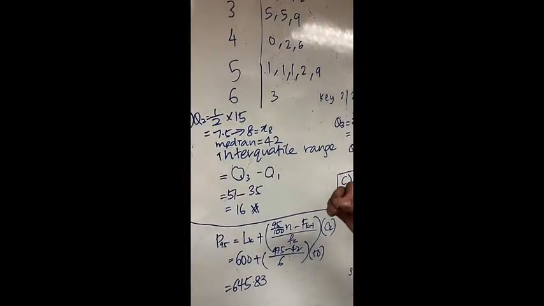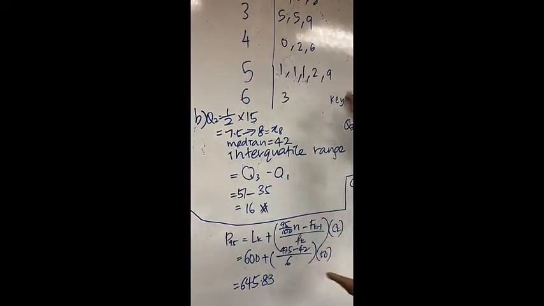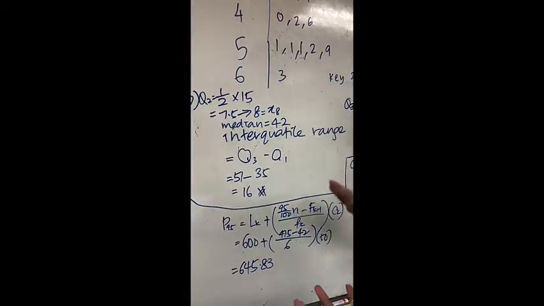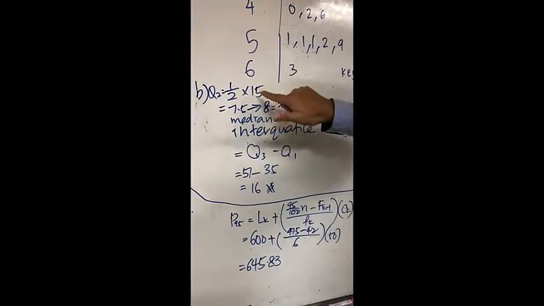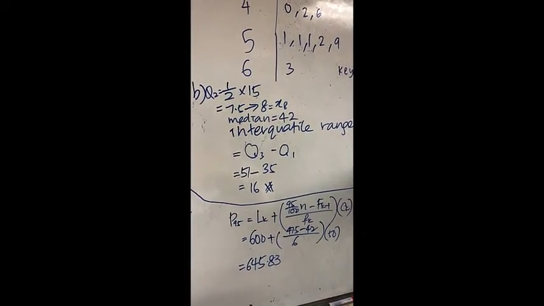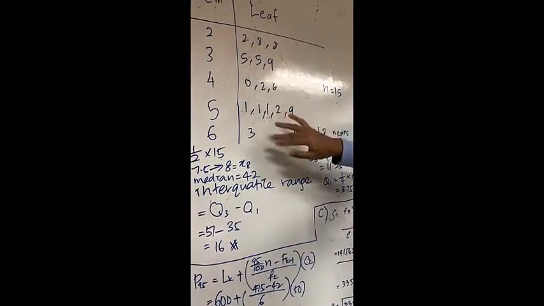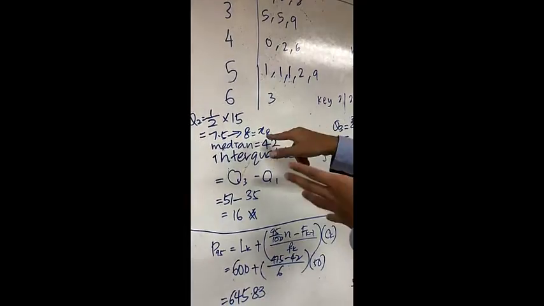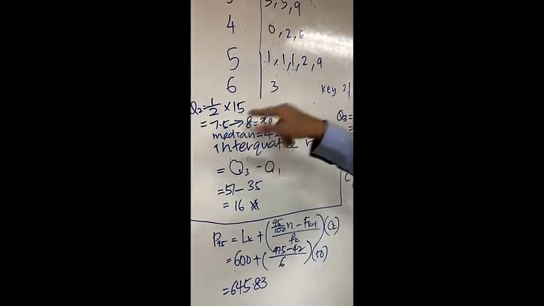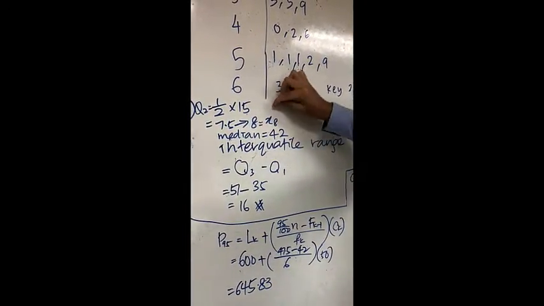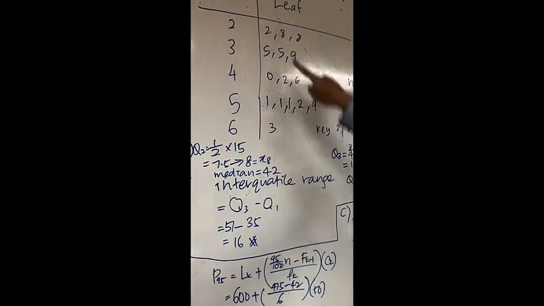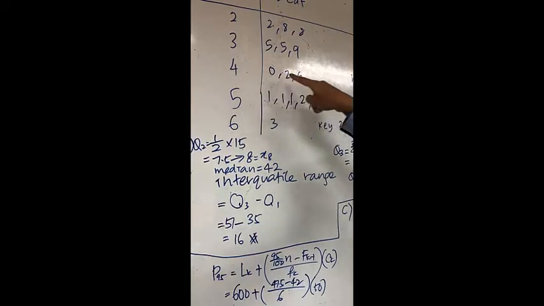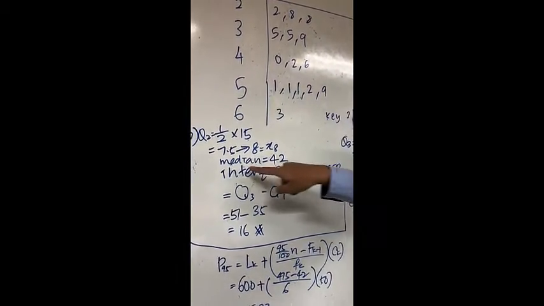Okay, seterusnya soalan B. Kita cari median of the number tadi tu. Median tu, kita tahu median tu ialah Q2. Q2 tu 1 over 2 times dengan jumlah data semua, itu 15 semua ni. Kira semua, kita akan dapat 7.5 is actually X8. Kan 7.5, kita kena ambil nombor bulat. So, 8. So, X8 is actually 42. Kira 1, 2, 3, 4, 5, 6, 7, 8. 42. So, dapat 42 median.